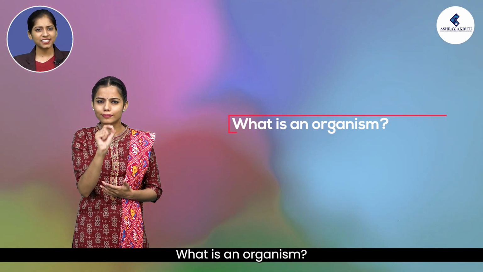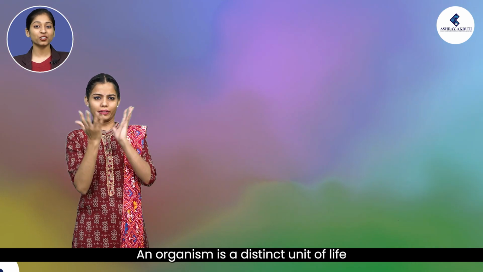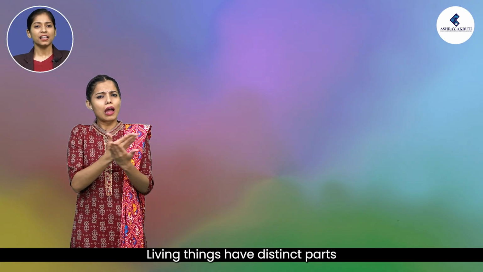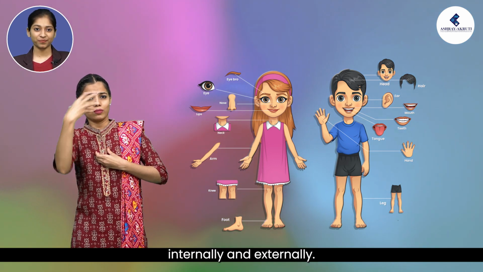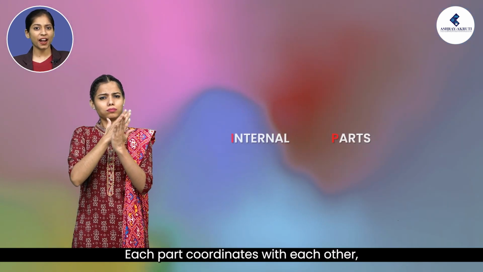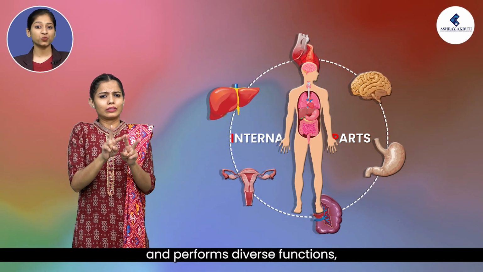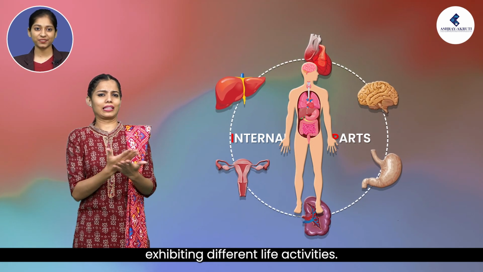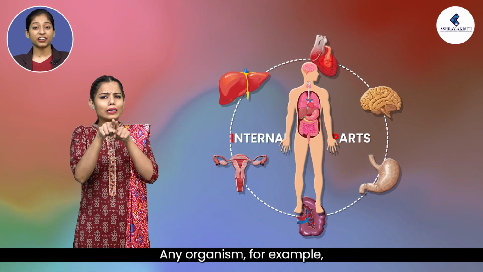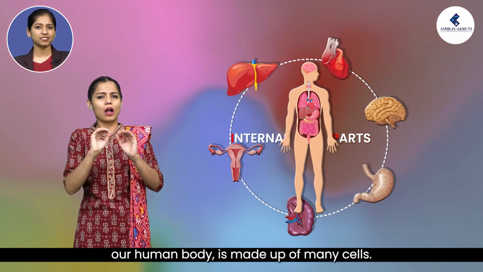What is an organism? An organism is a distinct unit of life in the world. Living things have distinct parts internally and externally. Each part coordinates with each other and performs diverse functions, exhibiting different life activities. Any organism, for example, our human body, is made up of many cells. How?